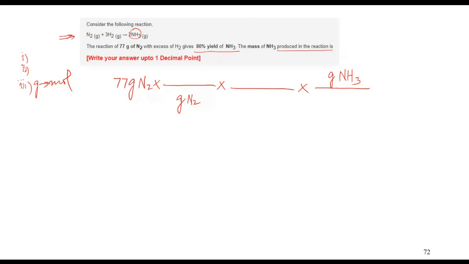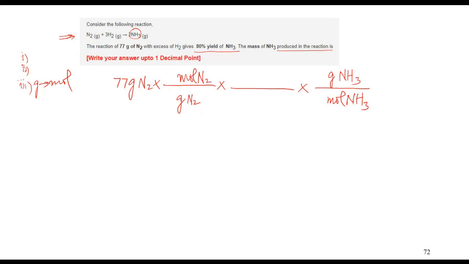Remember, I told you one trick. What is that trick? What is given, write it down. And what you have to calculate, write it up. Now just do it opposite. Here, gram of ammonia will change to mole of ammonia. And here, gram of nitrogen will change to mole of nitrogen.